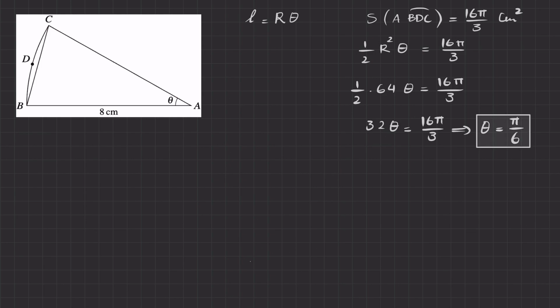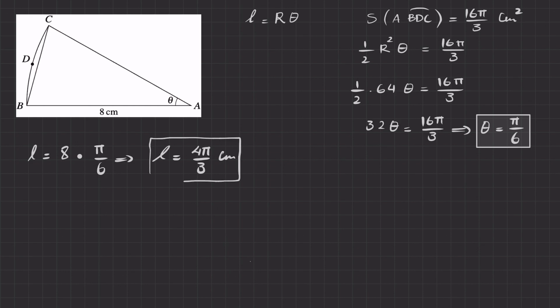Now if I ask you what L is, it is just R, which is 8, multiplied by theta, which is π/6. If I simplify this a little bit, dividing everything by 2, it becomes 4π/3 centimeters. So that is the length of this arc. But in order to find the length of BC, I draw the height of this isosceles triangle.